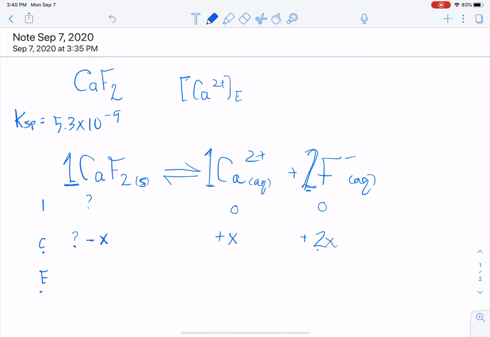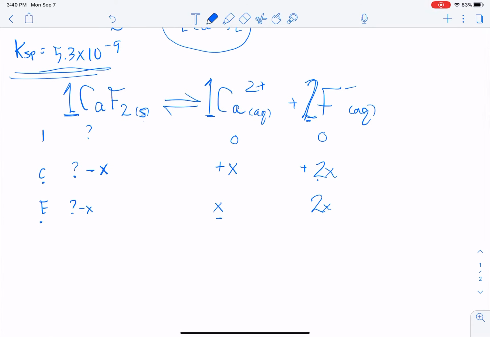So at equilibrium, the concentration of calcium fluoride solid is whatever it was minus some amount. The calcium ion is x, and the fluorine ion is 2x. Okay, so what we're actually looking for, remember, is the equilibrium concentration of our calcium. So we really want to know what x is. That's where the KSP value is going to help us.